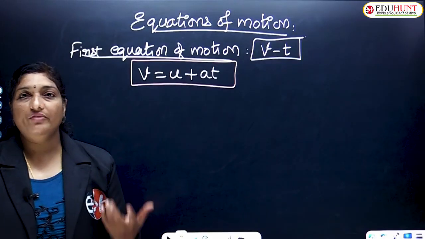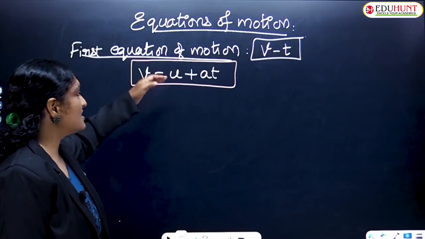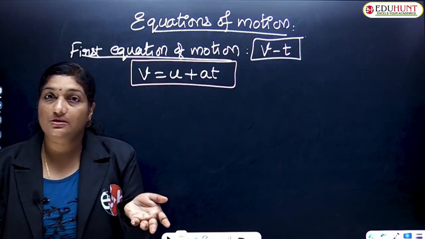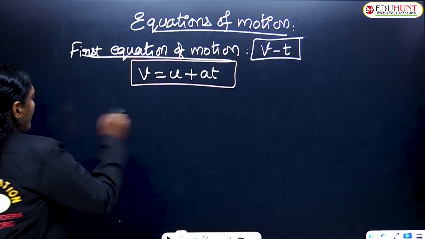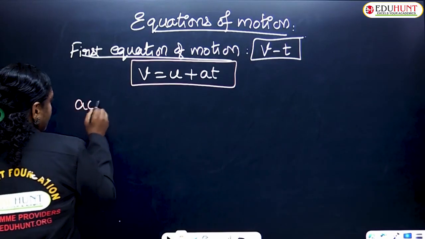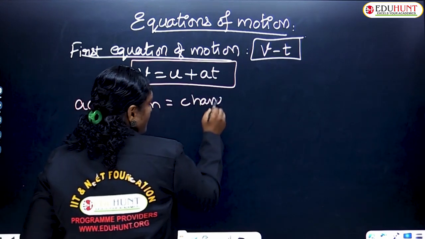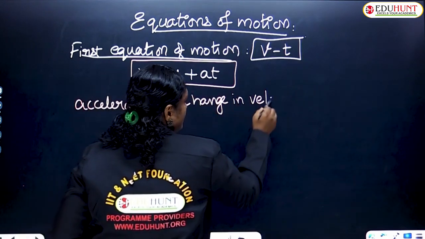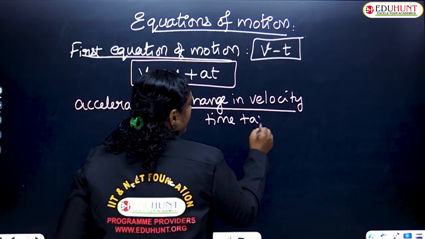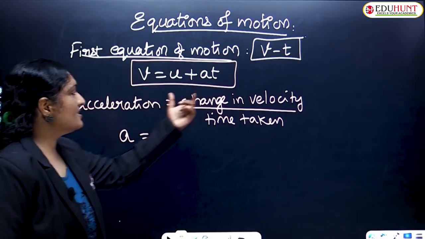Consider a body moving with uniform acceleration whose initial velocity is u, and after a time t its velocity changes to v. Then from the definition of acceleration, we have that acceleration is nothing but change in velocity upon the time taken. So acceleration is indicated with the letter a.